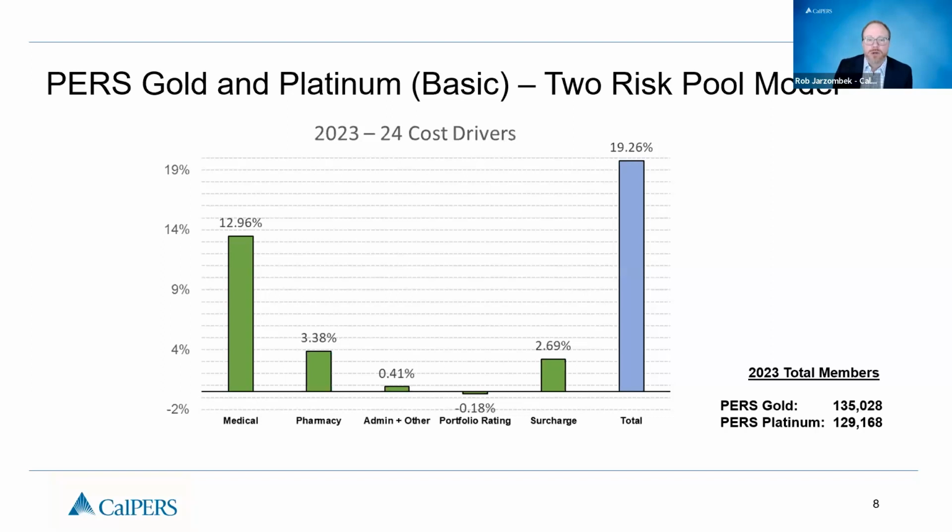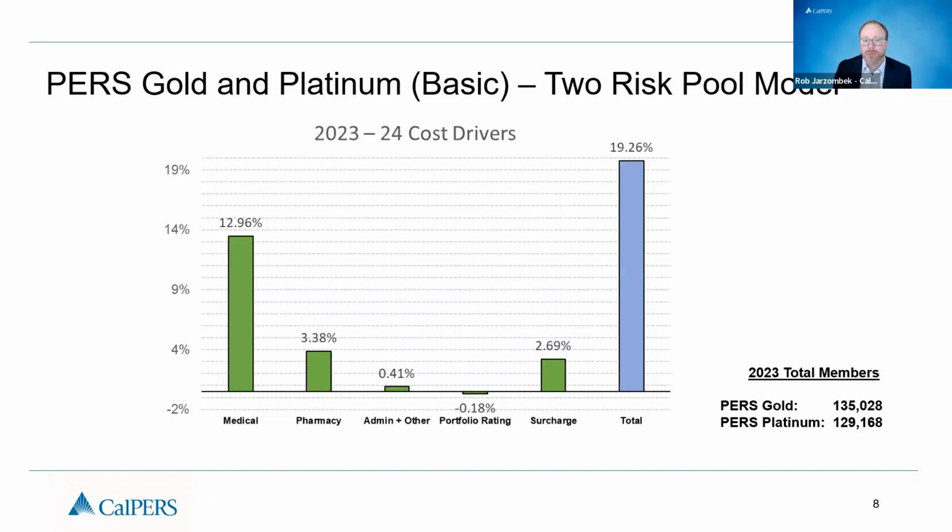In the 2024 premium, we are increasing the surcharge from 3% to 5% for PERS Gold and from 2% to 4% for PERS Platinum. The surcharge is needed to replenish the required reserves in the healthcare fund. The reserve deficit was primarily driven by higher than expected medical and pharmacy costs, as well as the 2022 premium buy-down, as well as investment losses. An important note here, though, although the deficit continued to grow over 2022, it has slowed substantially compared to 2021, so this is definitely good news.